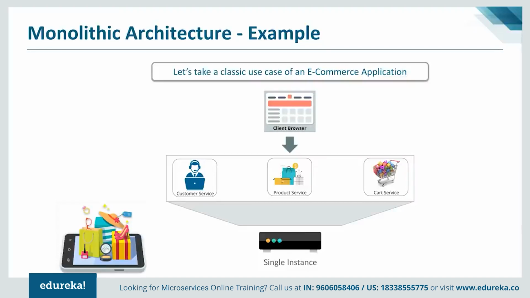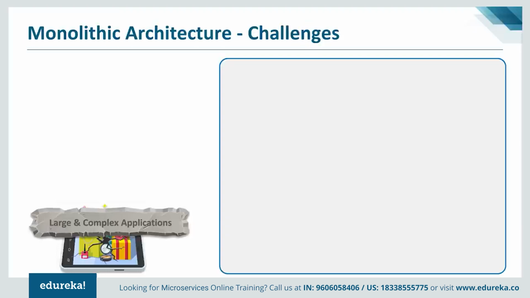Since everything comes with its pros and cons, monolithic architecture also has a few major drawbacks. Let's discuss them one by one. The first disadvantage is large and complex applications. With the increase in size of the application, it becomes really complex to understand and modify, and as a result, development slows down and modularity breaks down over time. Moreover, it can be difficult to understand how to correctly implement a change, and due to that, the quality of code declines over time.